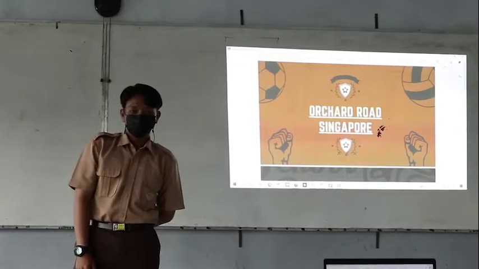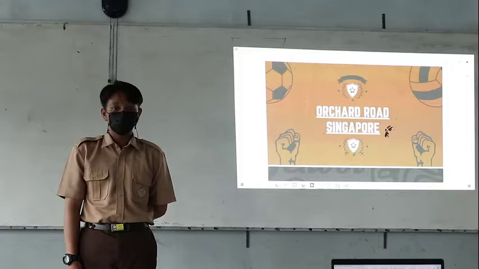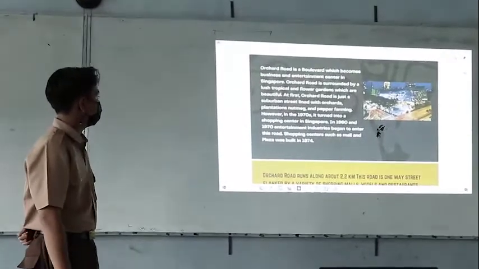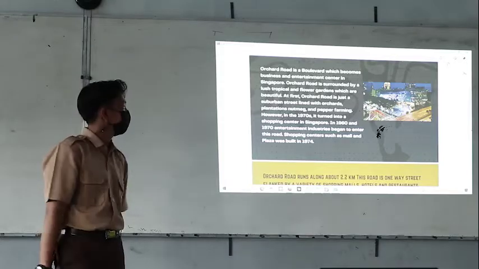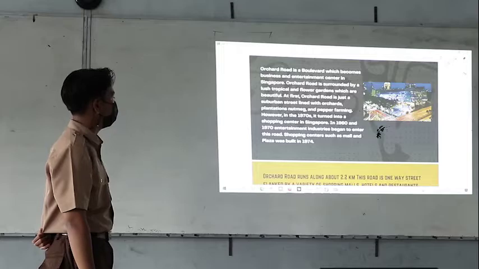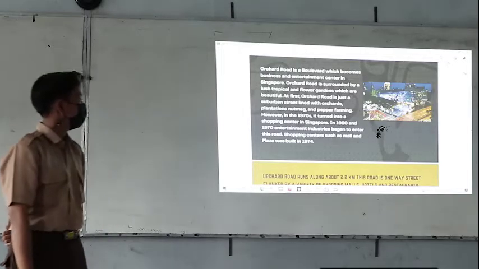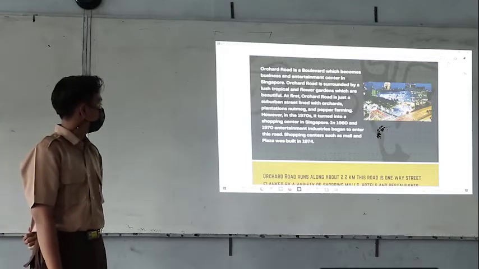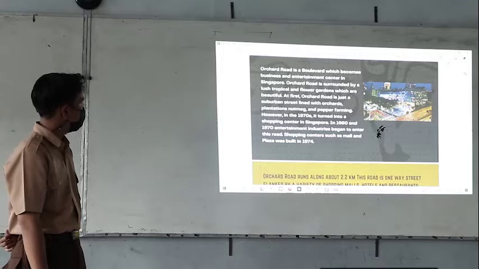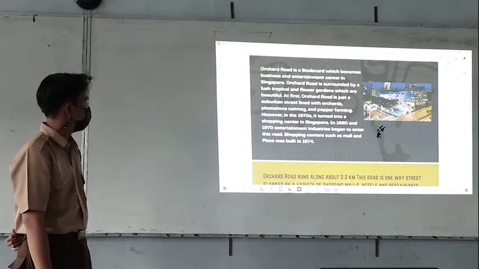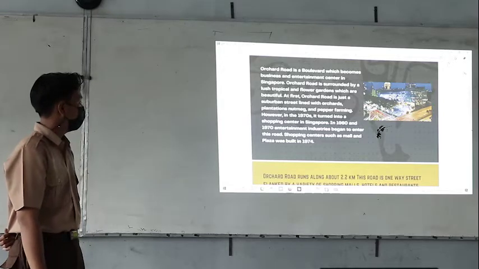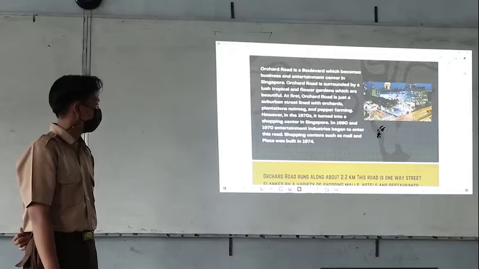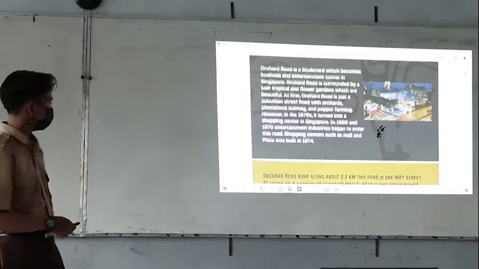Good morning all. I'm from Group 1. I want to explain to you about Orchard Road, Singapore. Orchard Road is a boulevard which becomes a business and entertainment center in Singapore. It is surrounded by a lush tropical and flower garden, which are beautiful. At first, Orchard Road was just a suburban street lined with orchards, plantations, nutmeg, and pepper farming. However, in the 1970s, it turned into a shopping center in Singapore. In the 1960s and 1970s, entertainment industries began to center on this road. Shopping centers such as malls and plazas were built in 1974.